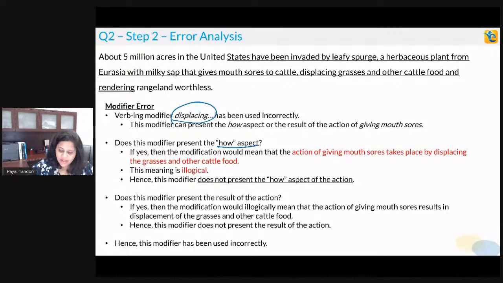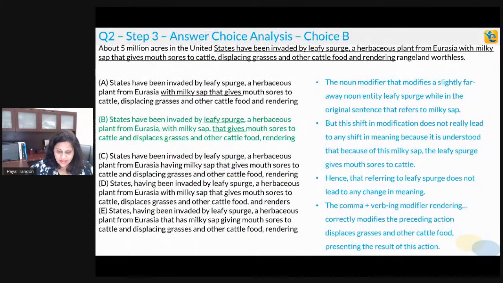Okay. So again, over here, what we've done is we've explained the modifier displacing. Does it explain the how aspect? Does it explain the result? It doesn't do either, and that's why this is incorrect. Now, choice B is the correct answer here.